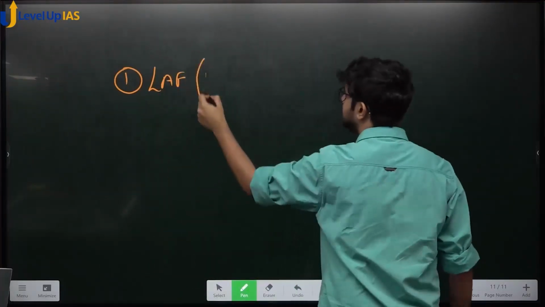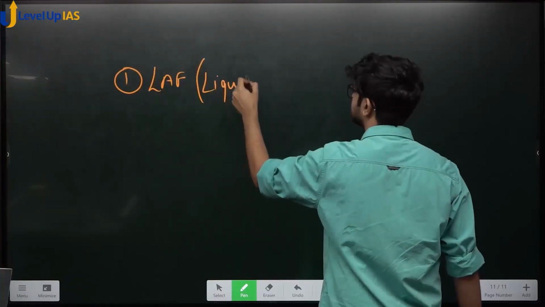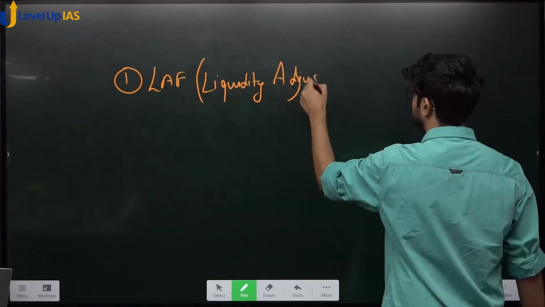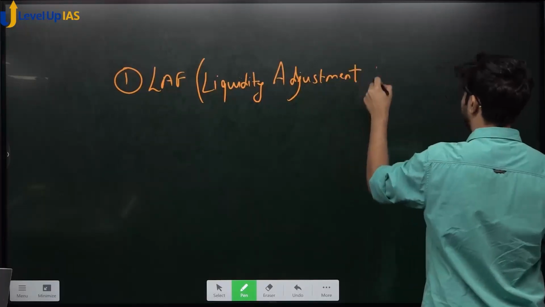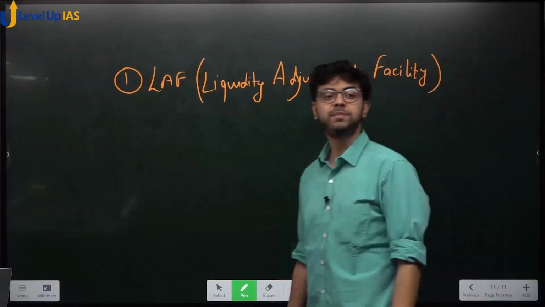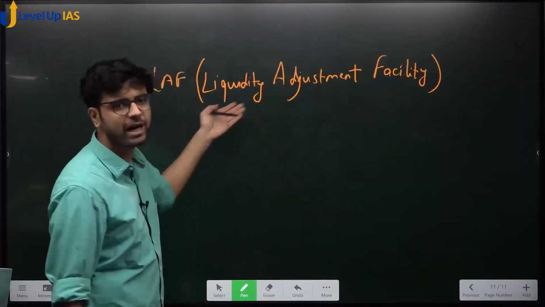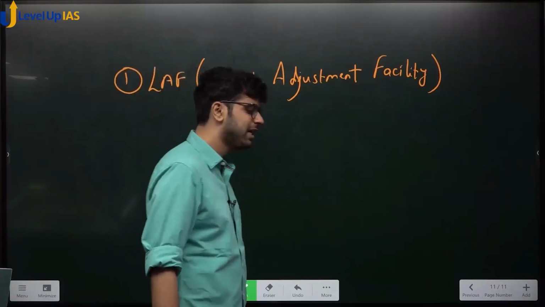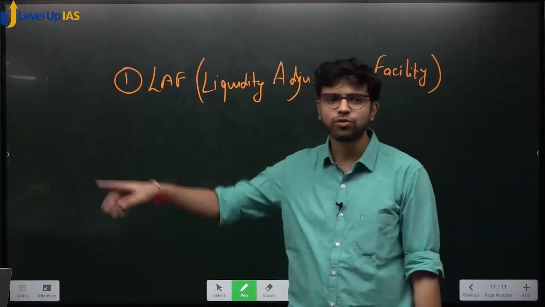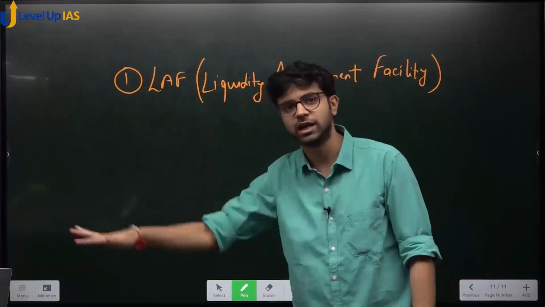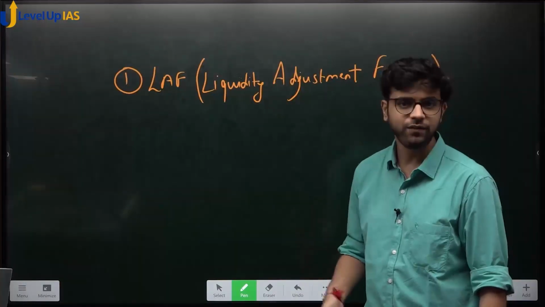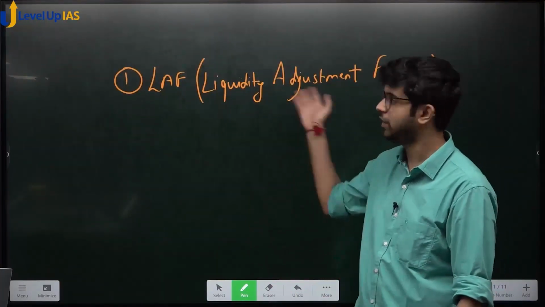What is LAF? See the name, liquidity adjustment facility. Liquidity means what? Your day to day transactions, for their adjustment. So HDFC and SBI both say that sir we need some money. For how long? You need for overnight. Okay, please go to LAF window. They will give overnight funds. They only give overnight funds. Everything is in RBI only. So anyone who approaches RBI for overnight funds is given money under LAF window.